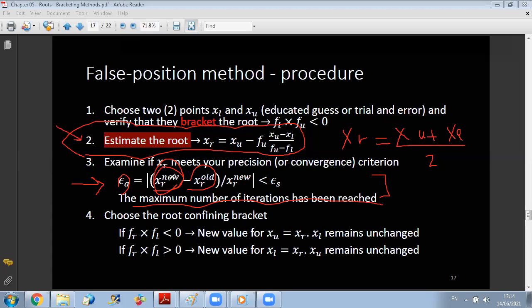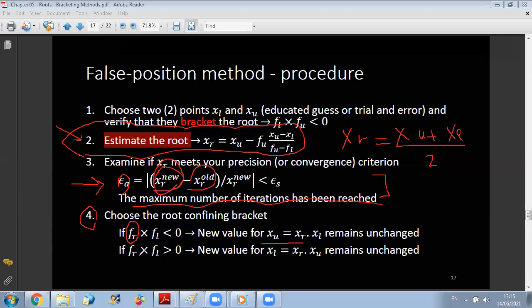Okay, now in case your criterion is not satisfied, then the fourth step is the same. I want to determine a new bracket interval. So for the new interval, it's the same procedure. I evaluate the function at the root estimate, and I compare the sign with f lower. If fr times f lower is negative, this means that my root is between x lower and xr. So I should update the value of x upper. I put xr instead of x upper, while I keep xl unchanged.